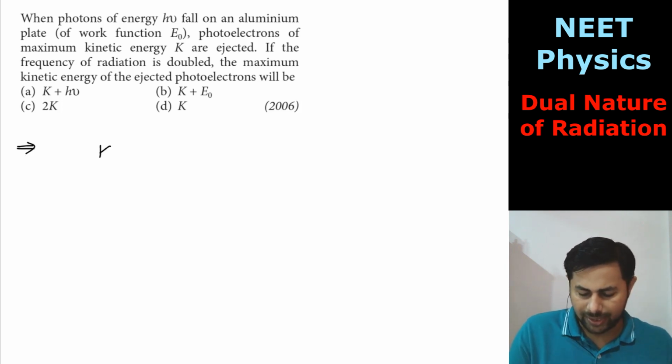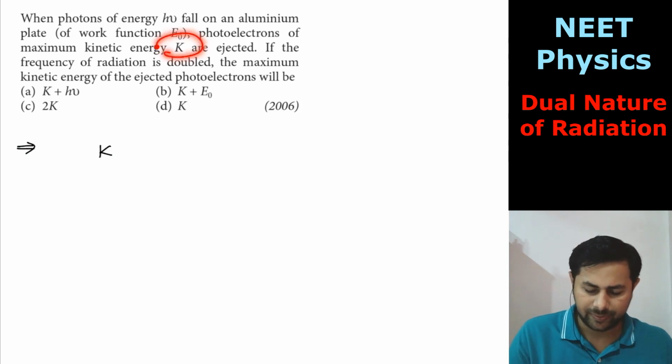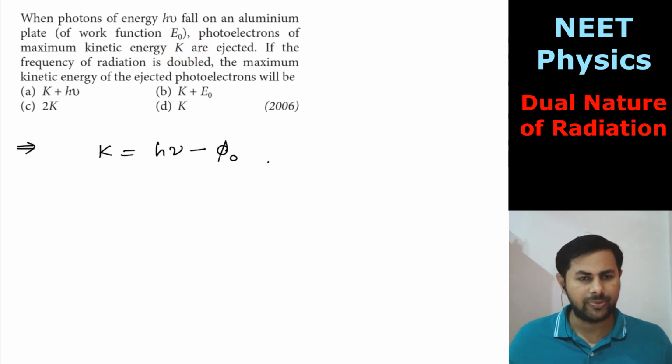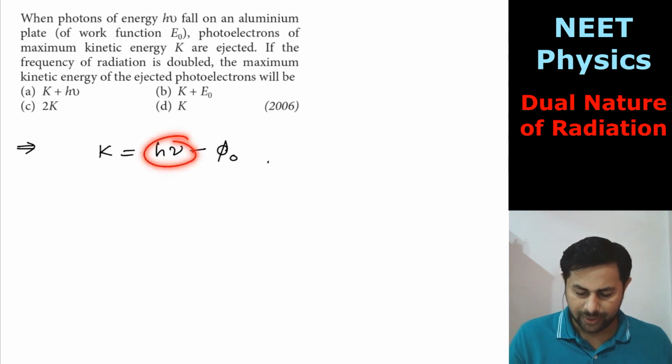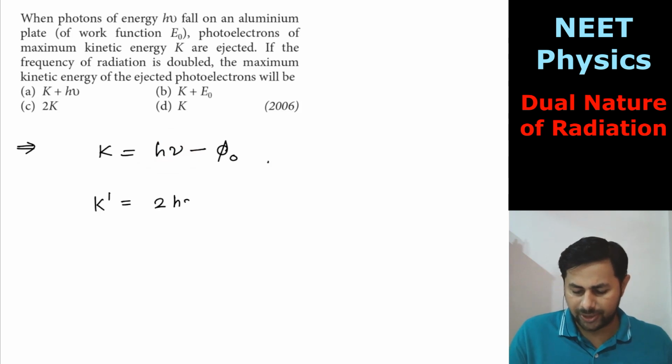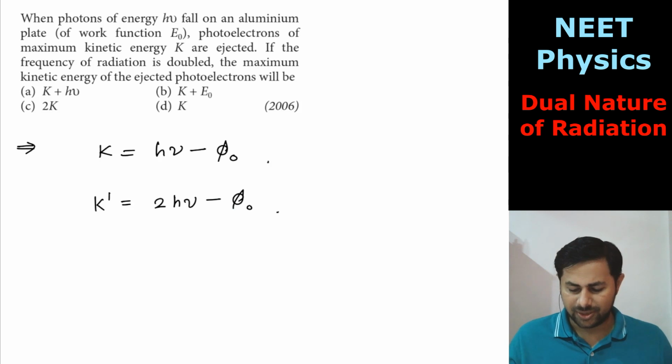So earlier the maximum kinetic energy was K, right? And that's equal to what? h nu minus phi naught. And what you do is you double the frequency. So the frequency is doubled, and you get K prime is equal to 2 times h nu minus phi naught, and then there is nothing.